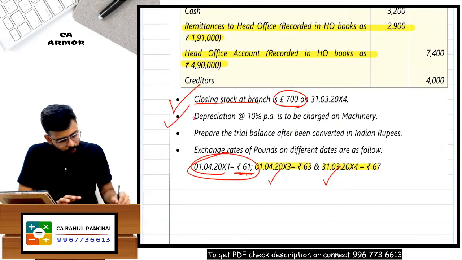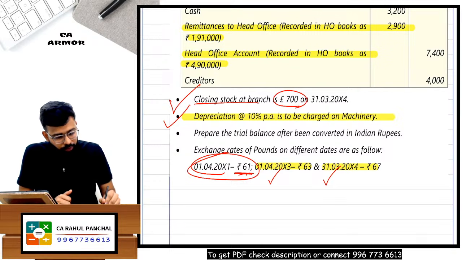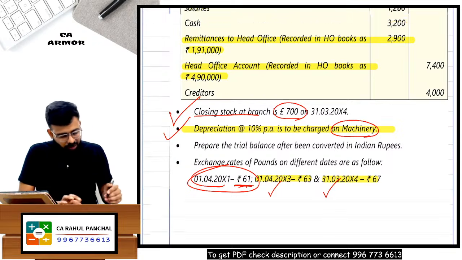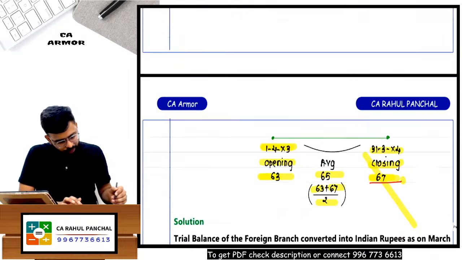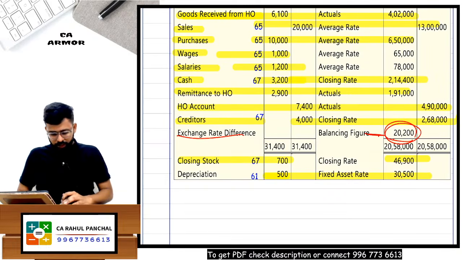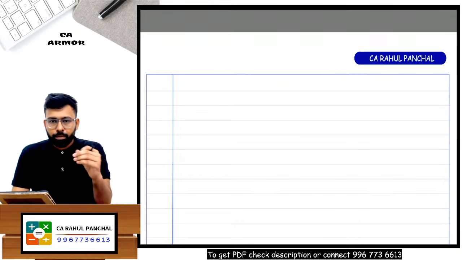Sir, at what rate will you record the depreciation? Depreciation is on machinery, so it will be recorded at the rate at which the machinery was purchased. We have used which rate for machinery? The 61 rupees rate is used. So 500 into 61 and you will get this value. That's it sir, that completes it. Let me just wrap this up in 2 minutes.